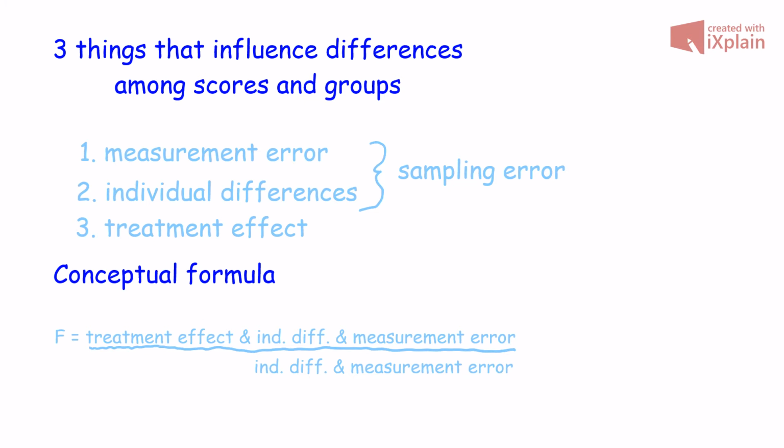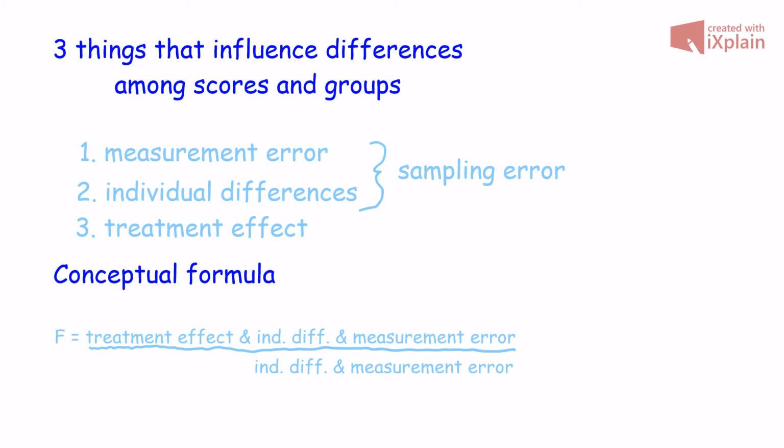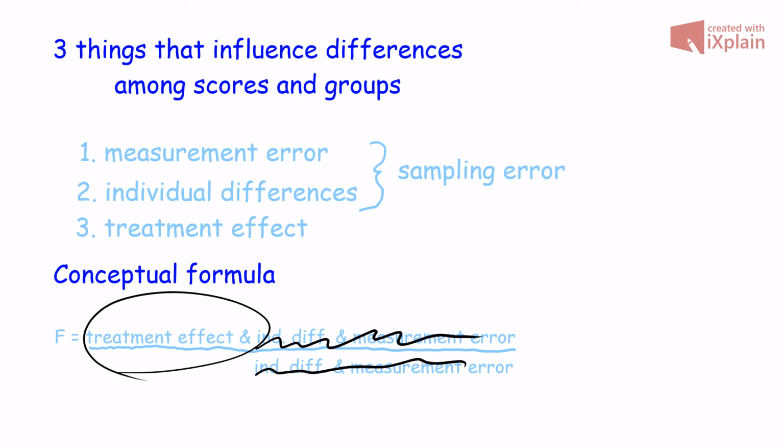That's why we need the denominator. The denominator has in it individual differences and measurement error, the stuff we don't care about. There's one number on the bottom as well, one number that represents sampling error. If that number is 5 and the top number is 10, what we do is we take the denominator and divide it into the numerator, and in theory what happens is the bad variability cancels out, and what we're left with is just the good variability that we care about. That's the logic of ANOVA. We want to cancel out the bad stuff, so we're left with just the good stuff.